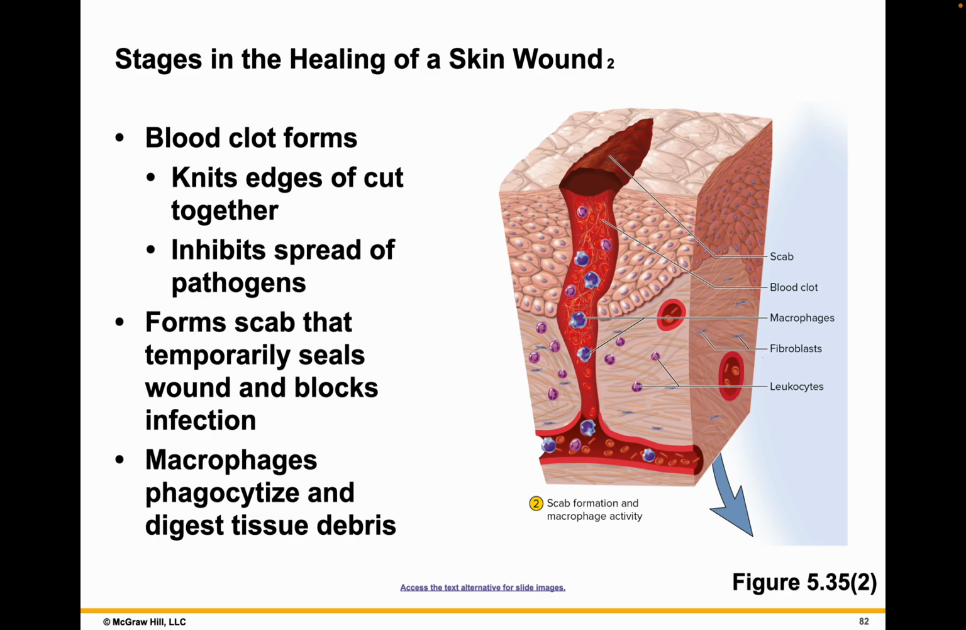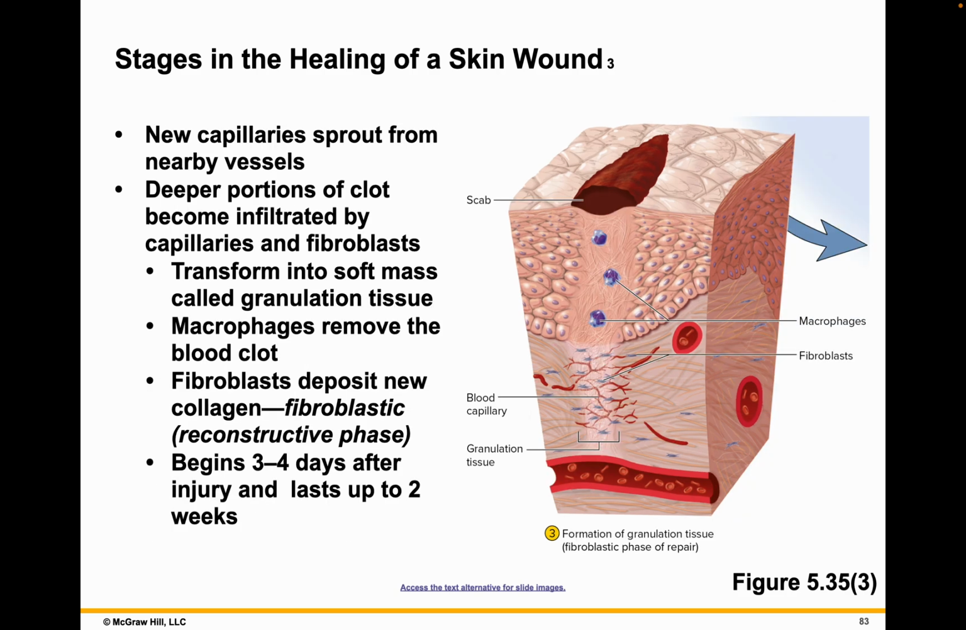Then macrophages will come in and phagocytize and digest the tissue debris. New capillaries begin to sprout from nearby vessels. Deeper portions of the clot become infiltrated by capillaries and fibroblasts, which transform it into a soft mass called granulation tissue. Macrophages will remove the blood clot. Fibroblasts will deposit new collagen, the fibroblastic, reconstructive phase. This begins 3 to 4 days after injury and usually lasts up to 2 weeks.